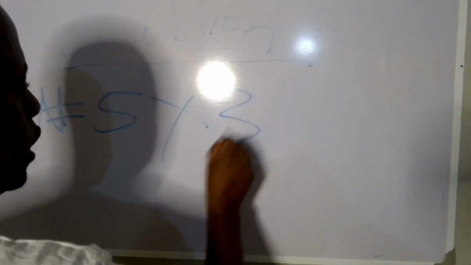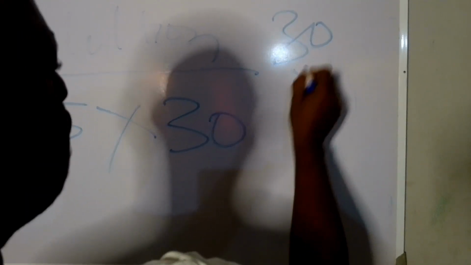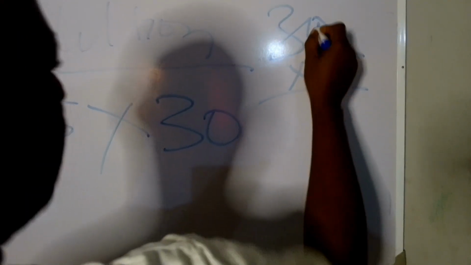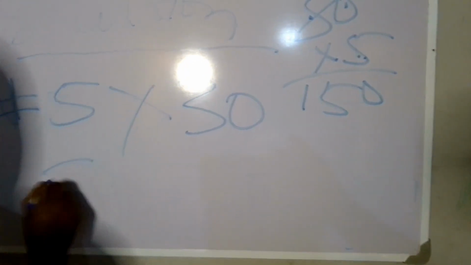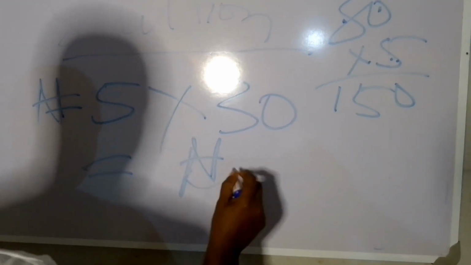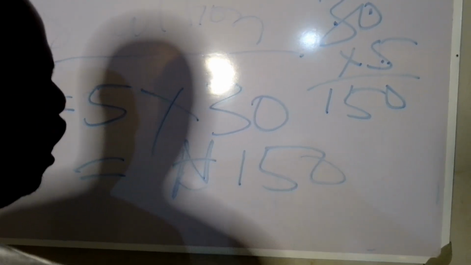Then the question is, how much will 30 cups cost? Since you know the cost of 1 cup to be 5 naira, you simply multiply 5 naira times the number of cups, which is 30. That will be how much? 30 times 5. 5 times 0 is 0. 5 times 3 is 15. So 30 cups will cost 150 naira.